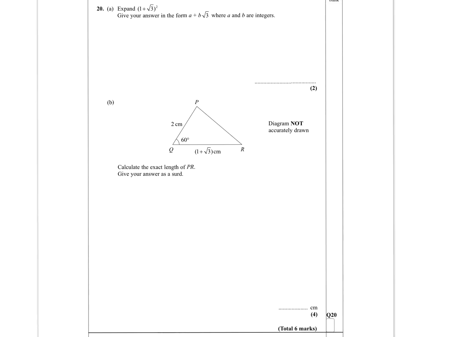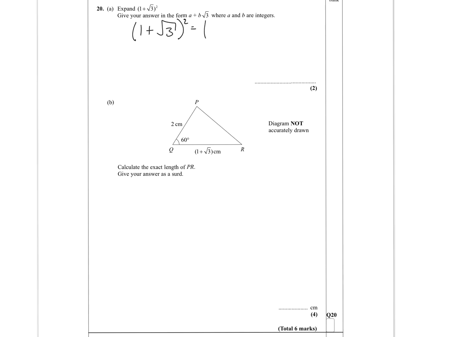Okay, expand (1 plus root 3) squared, give your answer in the form a plus b root 3, where a and b are integers. So we don't want to use our calculator for this. This is designed to be a kind of non-calculator type question. Although these days, if you do put it into your calculator, lots of calculators do actually give this in surd form, but they need to see a bit of working to know that you're doing it right.